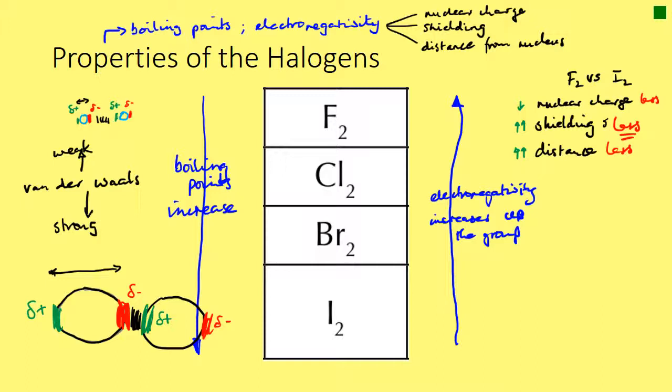So boiling points of simple molecules like these, little diatomic molecules, always depend on the van der Waals forces. I think you'll have come across that in another topic. But with a small molecule, the van der Waals forces are weak, and strong with a larger atom. Why are they weak and why are they strong?